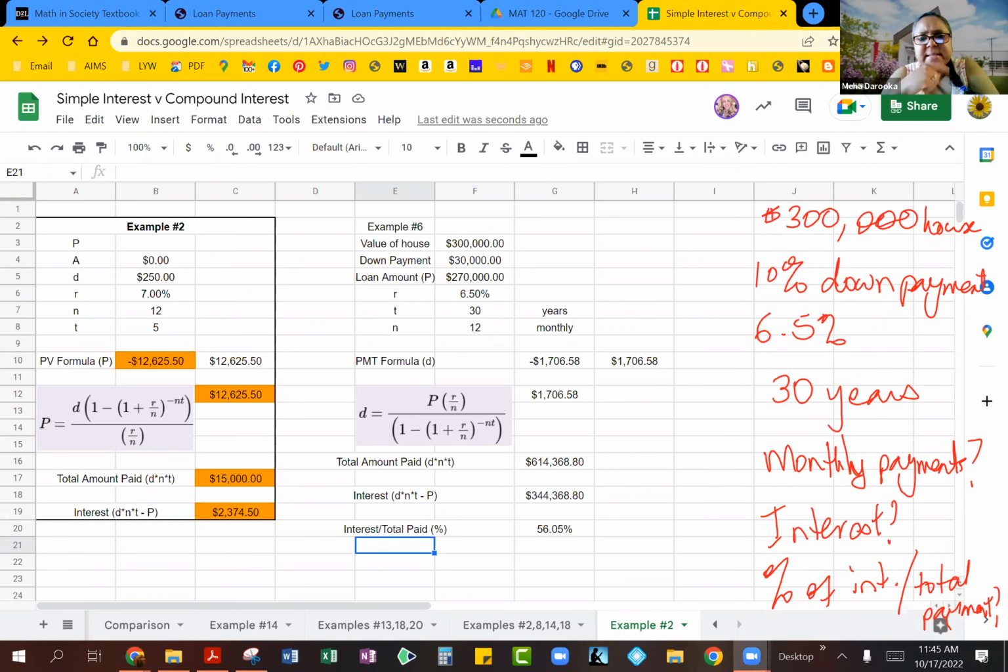So questions on this example, guys? All right, Sabrina, let me see what you have in here. Oh, putting the equation into the spreadsheet.